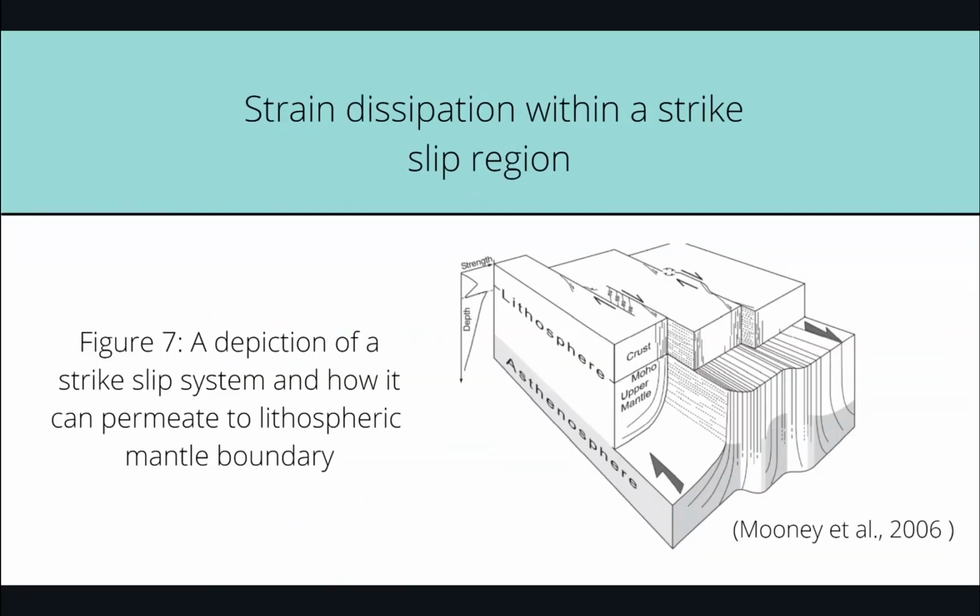Now we talk about strain dissipation within a strike-slip region. As we referred to earlier, strain can be dissipated in three fundamental ways: elastic, plastic, and fracturing. We can relate these to different regimes in a transcurrent strike-slip fault: the brittle regime, the ductile regime, and the brittle-viscous transition zone. Each regime has different deformation characteristics and different strain dissipation.